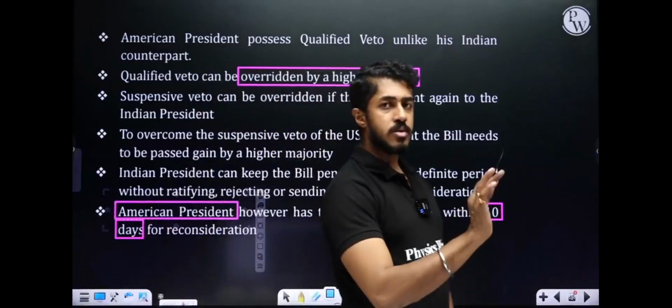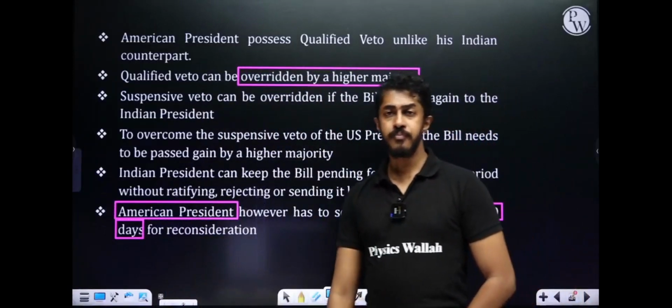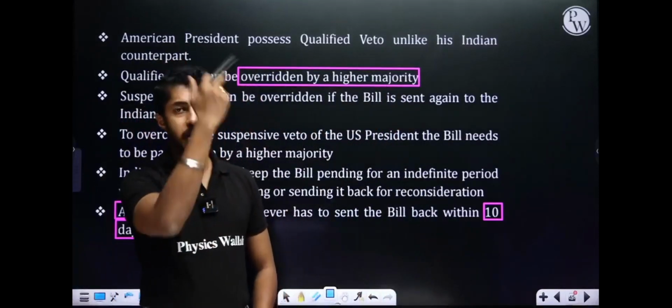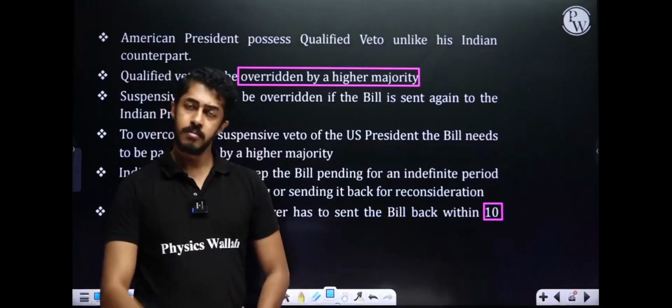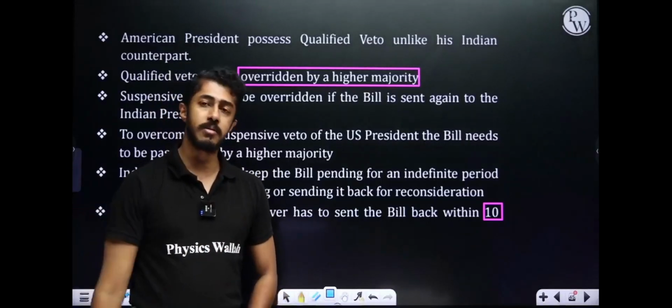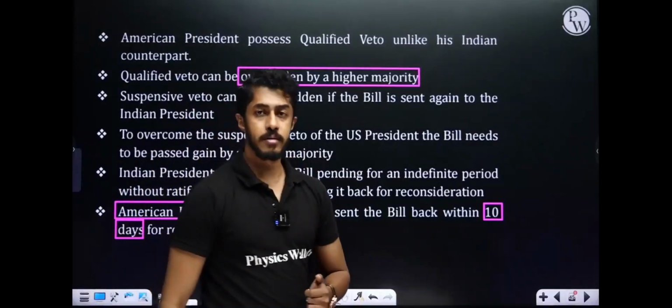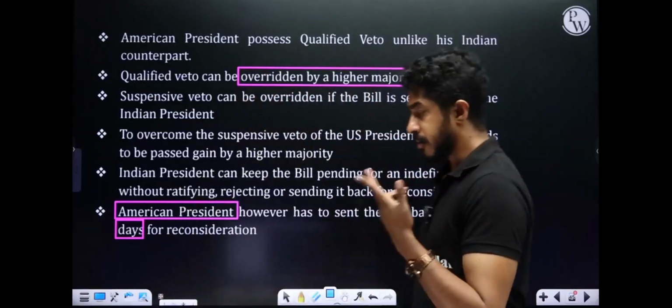What the Indian president is doing, American president cannot do. Within 10 days, you should take a call. Either you are signing it or you send it back for reconsideration. There is no other third way possible where you can just sit simply on it. Indian president can do that. Getting the point here.